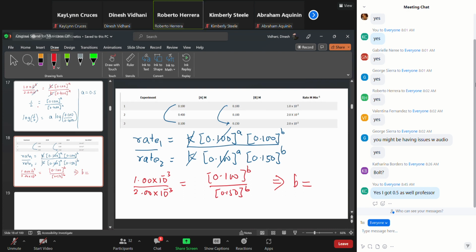1.71, so I'll just keep it at 1.7. So you got 1.7 for B and you got 0.5 for A.